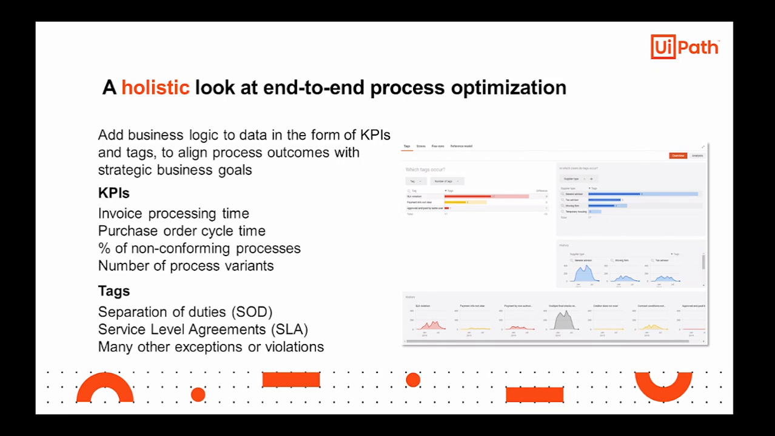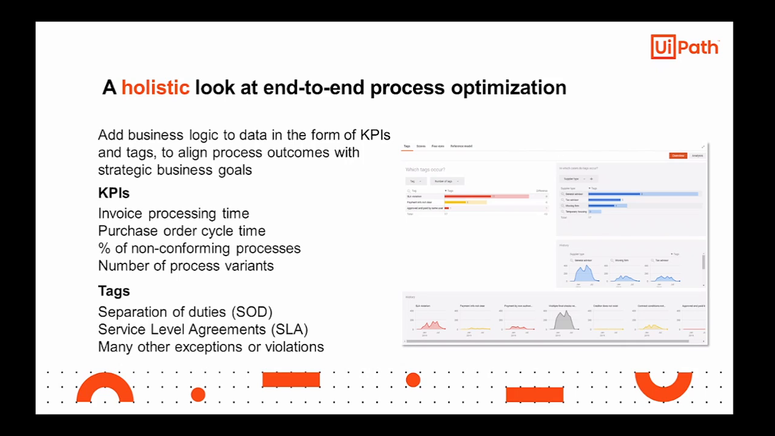Customer-specific business logic can be added in the form of tags and KPIs. These make the desired business outcomes explicit and make it easier to see whether you are meeting those or not. Example KPIs include invoice processing time, purchase order cycle time, or percentage of non-conforming processes.